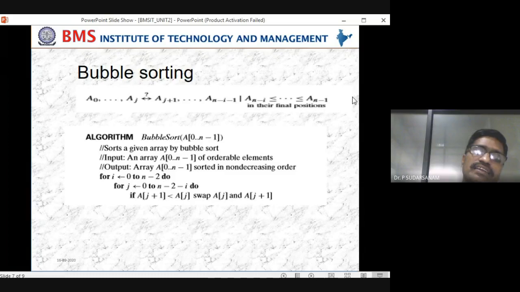You see here, what we are doing is i is equal to 0 to n minus 2, and j is equal to 0 to n minus 2 minus i. First time 0 means no problem, n minus 2 only will be taken care. So next one is, here you have written a of j plus 1 is less than a of j.